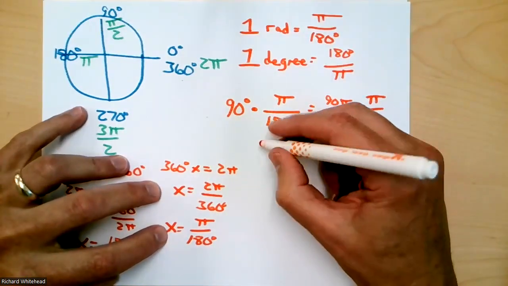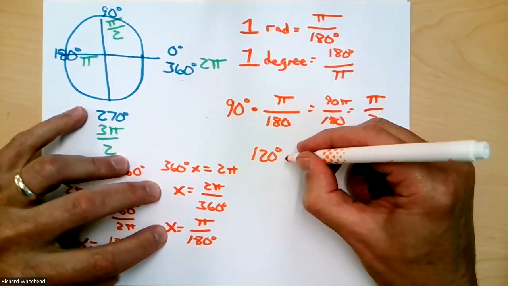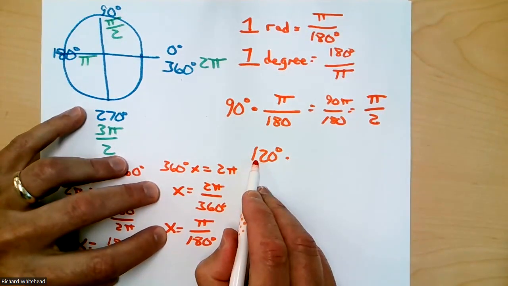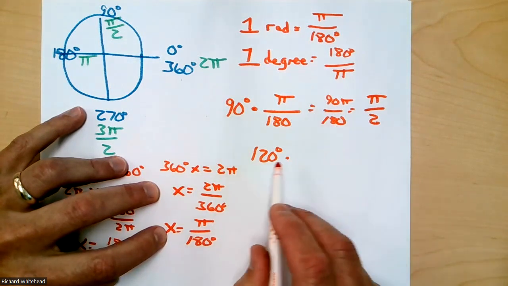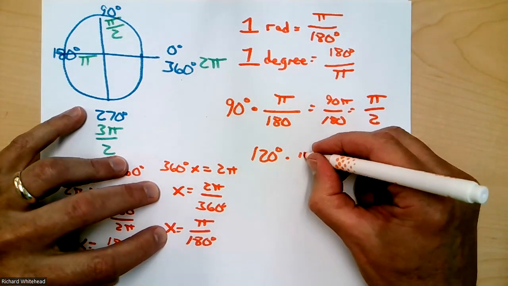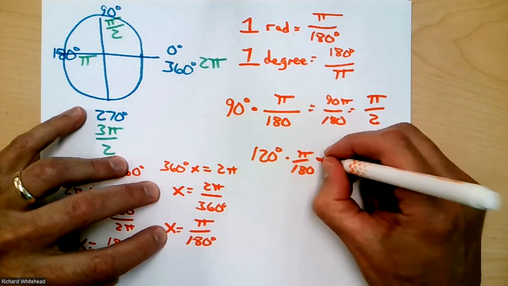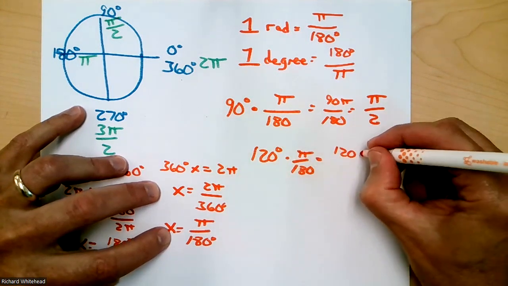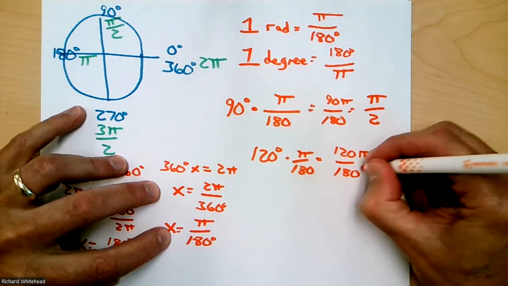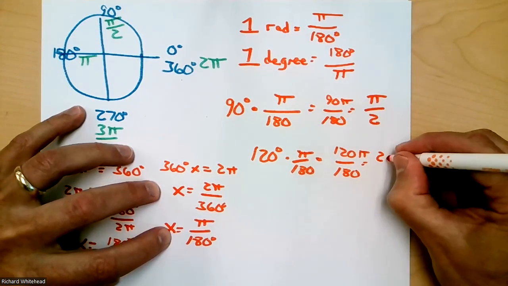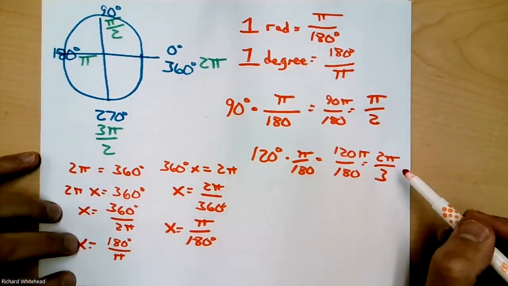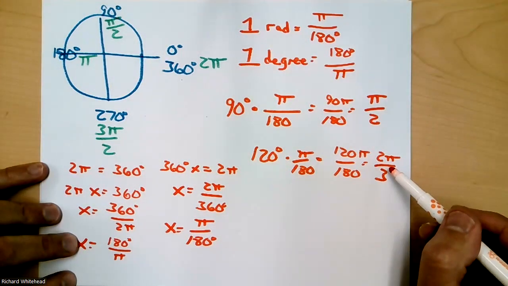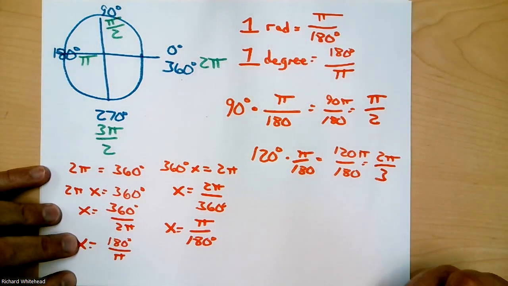You say, okay, I'm going to start with 120 degrees. So 120 degrees would be 120 pi over 180. So 2 pi over 3. And what you're going to notice is, gee, all the radian measures have pi in them. All the degree measures don't have pi.